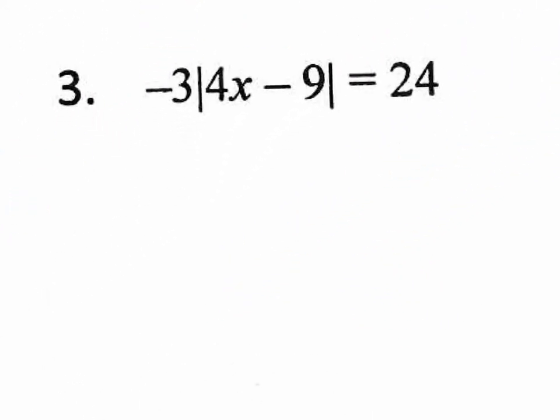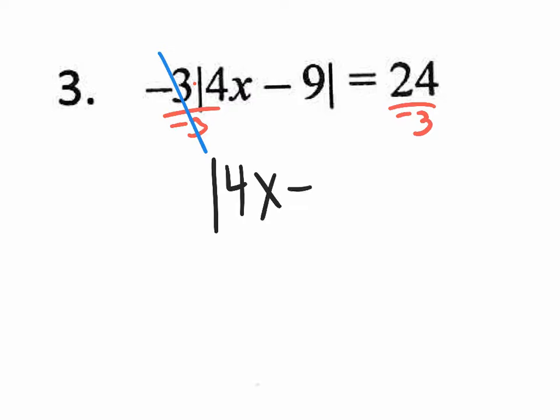Number 3, what do I do? Isolate. And what would that consist of? Divide. Dividing by negative 3. So I get the absolute value of 4x minus 9, close absolute value, equals what? Negative 8. Okay, now what do I do from there?